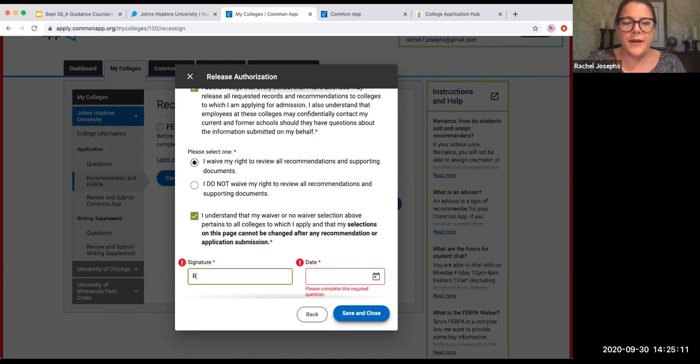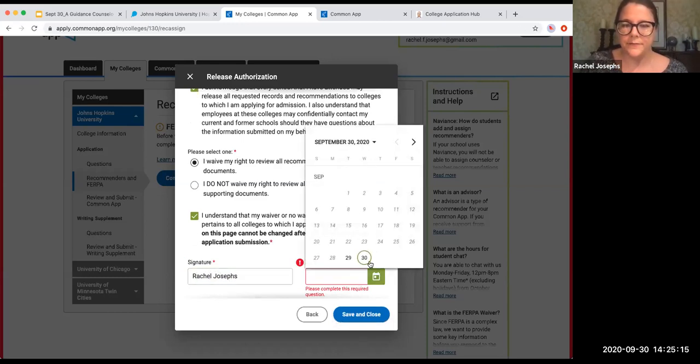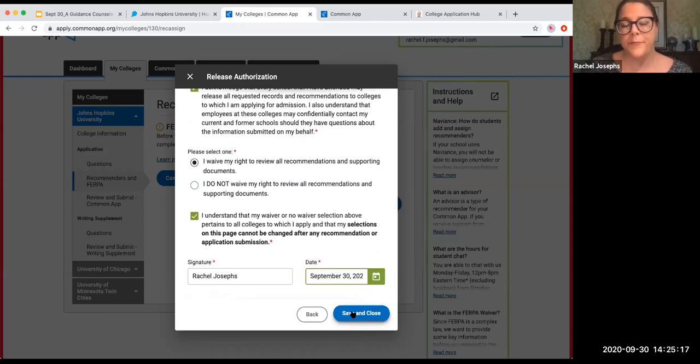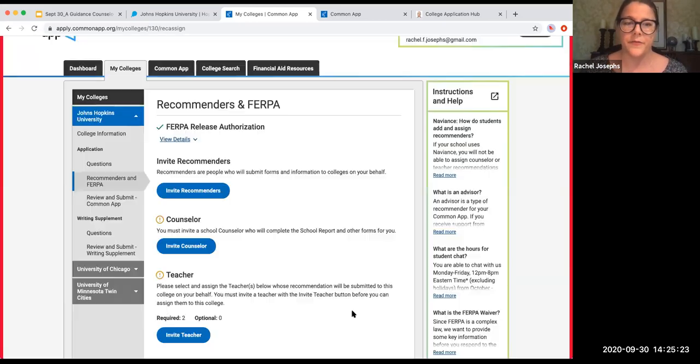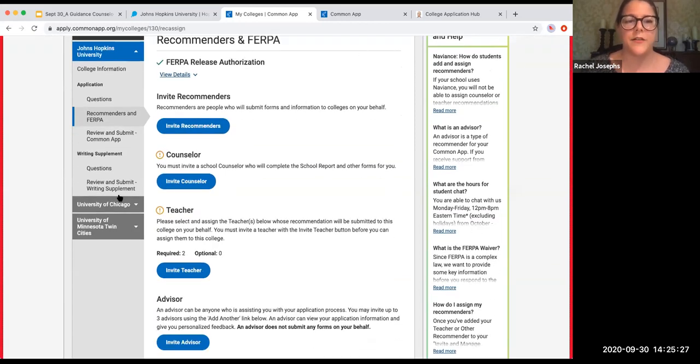And then I'm going to type my name. My signature is my name, and I'm going to put the date. Okay, and then once they push save and close, that's it. This FERPA waiver will apply to all of the universities that they apply to. So once that's finished, that releases the rest of the information.